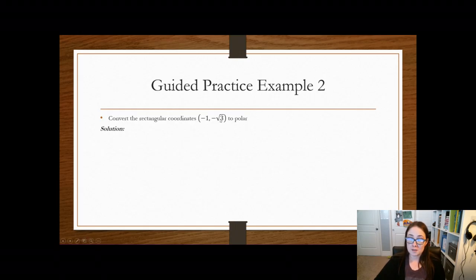So here's an example where this is going to come up. I have this point, -1, negative root 3 in the rectangular coordinate system. Since the x and y coordinates are both negative, that means I'm in the third quadrant, so that bottom left quadrant.